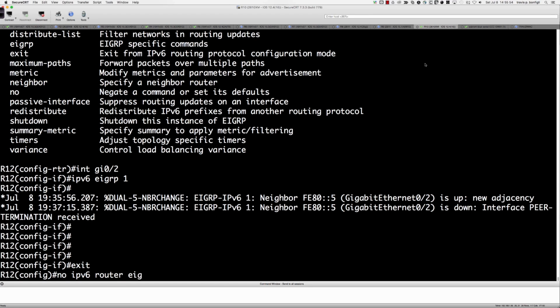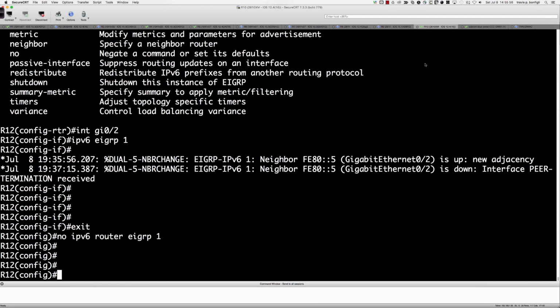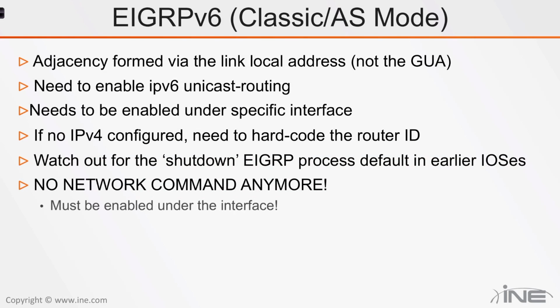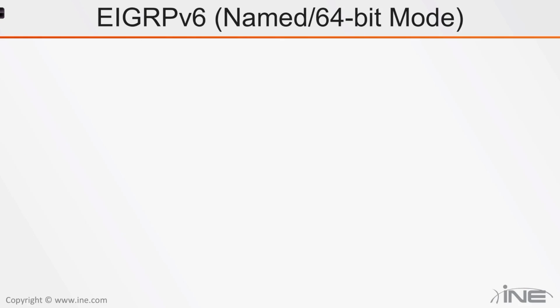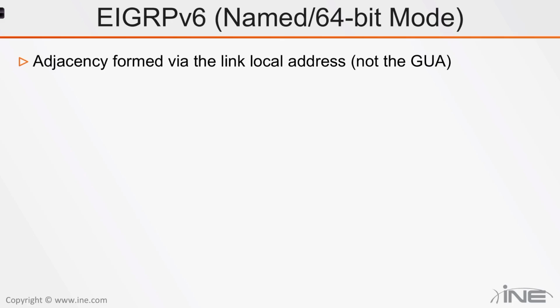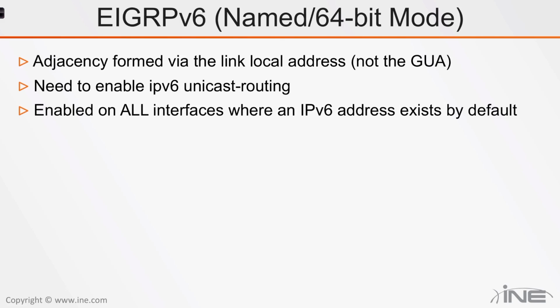Now we're going to get into address family mode, or 64-bit mode, and we've seen this already, where the adjacency is going to be formed just like before. So now let's take a look at the specifics of EIGRP for IPv6 when we're using named or 64-bit mode. Remember, adjacency is still formed via the link-local address. We still need ipv6 unicast-routing on.